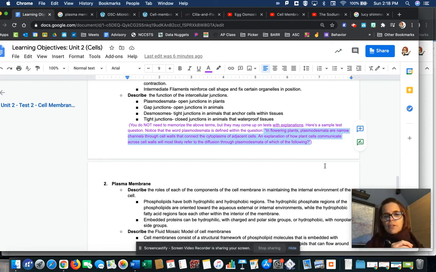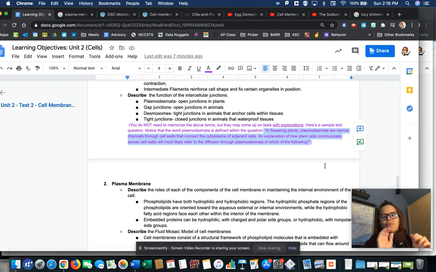So the plasmodesmata, plants, that's it. PL for plasmodesmata, PL for plant, that's it. Those are all plants have. Animals have all three of the other ones. So tight junctions are junctions that adhere. Oh, sorry, I didn't say what desmosomes were.